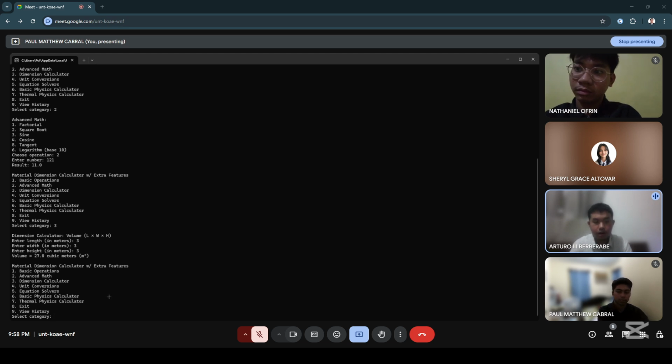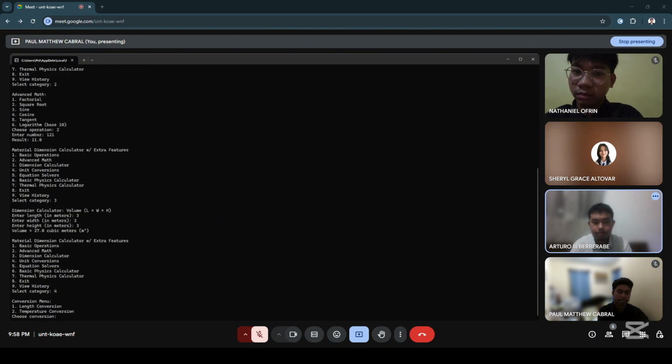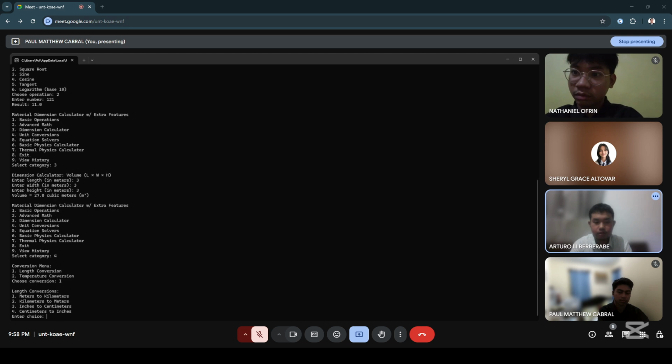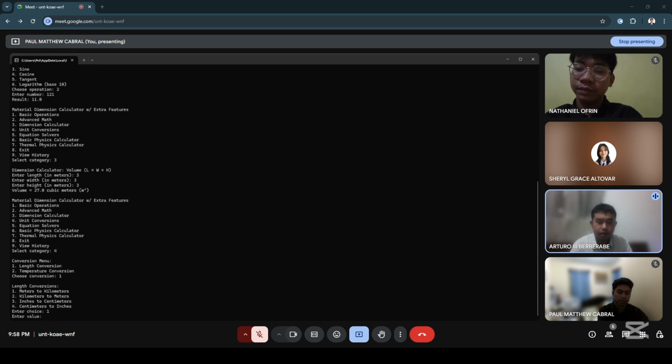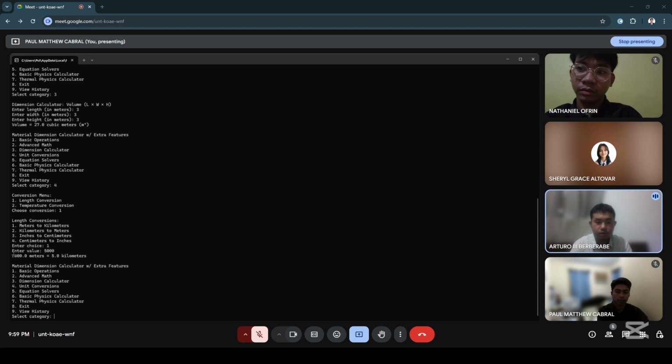For unit conversion, our calculator can also handle unit conversions. This includes converting between different units of length and temperature. Let's try it out by inputting 4 to enter the unit conversion menu. Here, we can choose what kind of conversion we want. Let's pick one for length. After that, we choose the type of conversion. We'll go with meters to kilometers, so type 1. Now, the calculator asks for a value and we type 5,000. Hit enter, and it gives us the converted result, 5.0 kilometers. Easy and efficient. I will now be calling on my co-presenter Cheryl for the other functions.